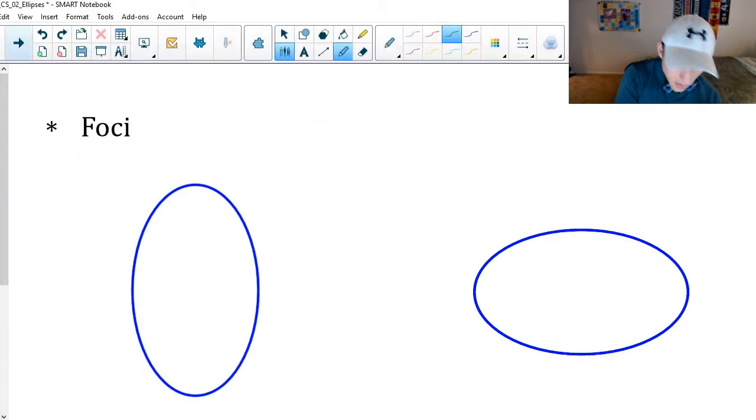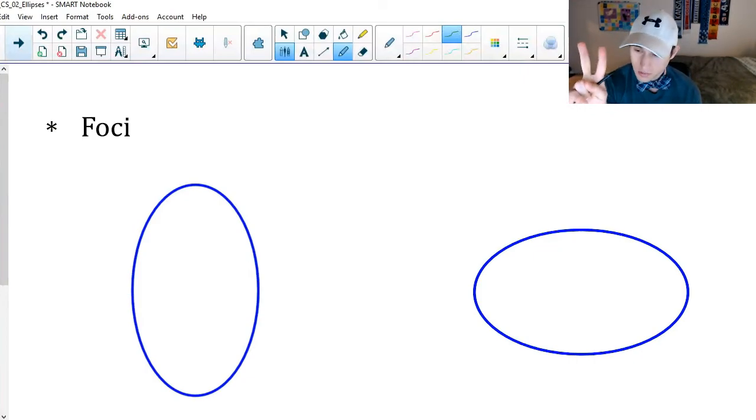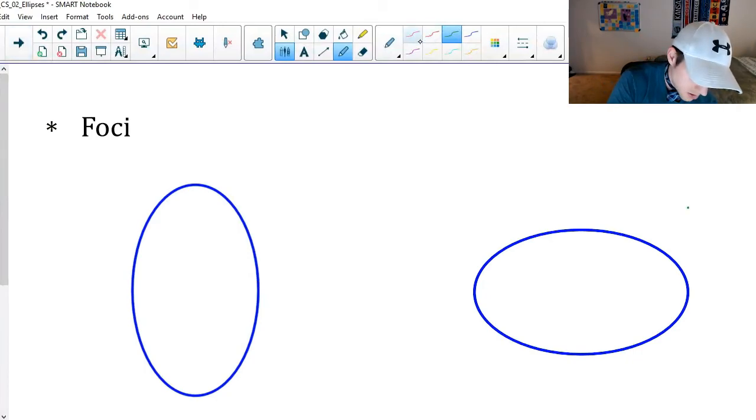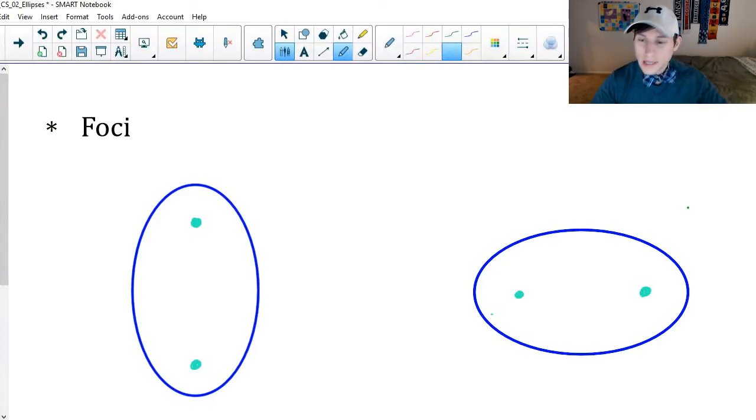Foci. So every ellipse has what is called a focus, but it not only has one, it has two. And so the plural we change to foci, right? But a singular is focus. So the foci are these points that sit along the major axis, so they sit along that longest part that goes across the ellipse in either direction.